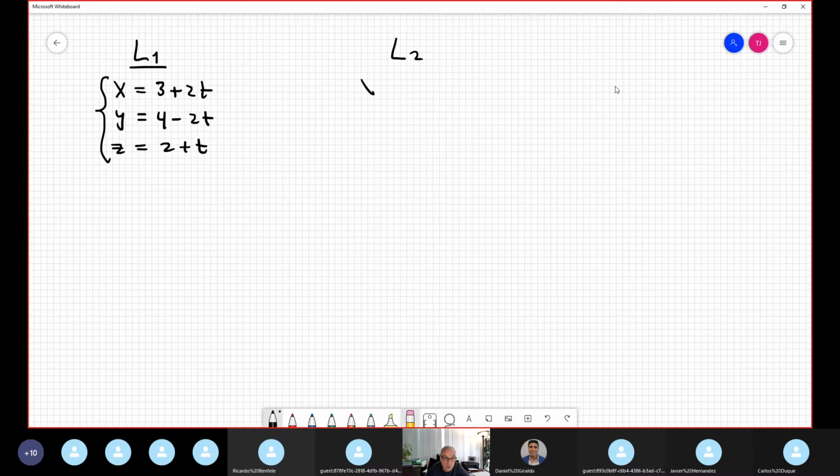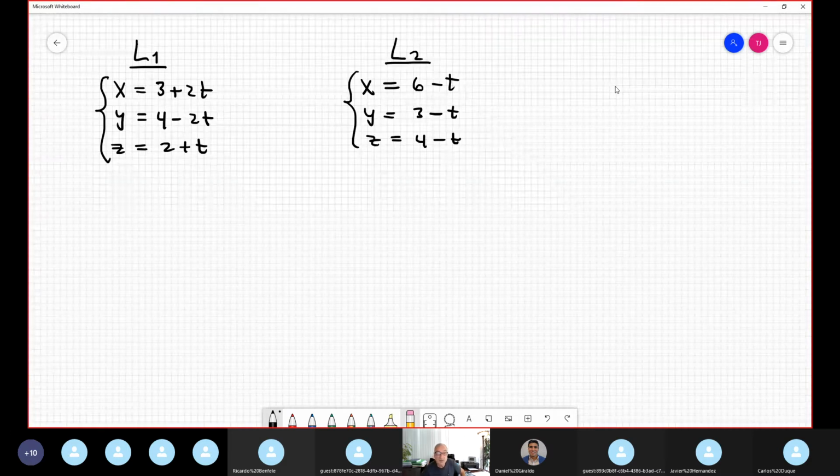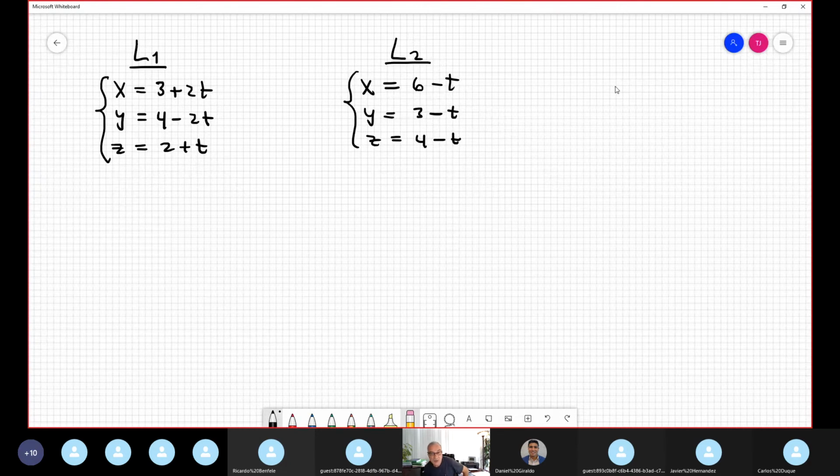And the parametric equation corresponding to the second line is x equals 6 minus t, y is equal to 3 minus t, and z is equal to 4 minus t. Okay, this is the information that's given. I need to determine the location: is it intersecting, is it parallel, or is it a skew line? Well, in this case, I propose you take the equations one by one.